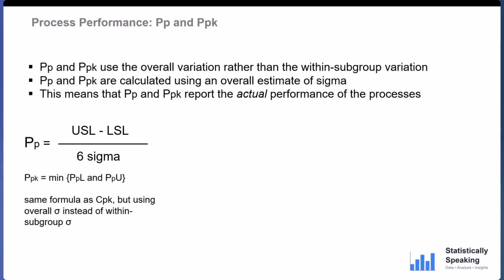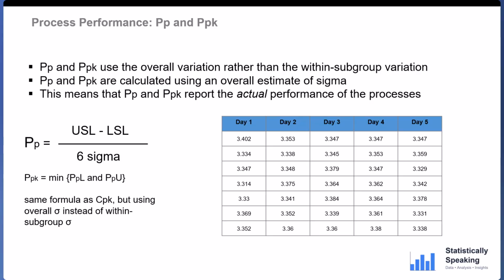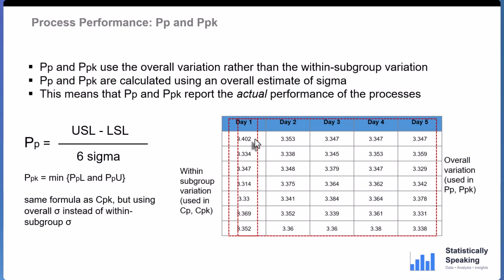So if you want to look at this, let's say these are all the data points. What CP and CPK will use is the variation within this subgroup. So each day is a subgroup. You see there are different measurements here: 3.4, 3.3, 3.34, 3.31. What CP and CPK will use is the variation within this subgroup. What PP and PPK will use is that they will take all the data points and use the overall variation.